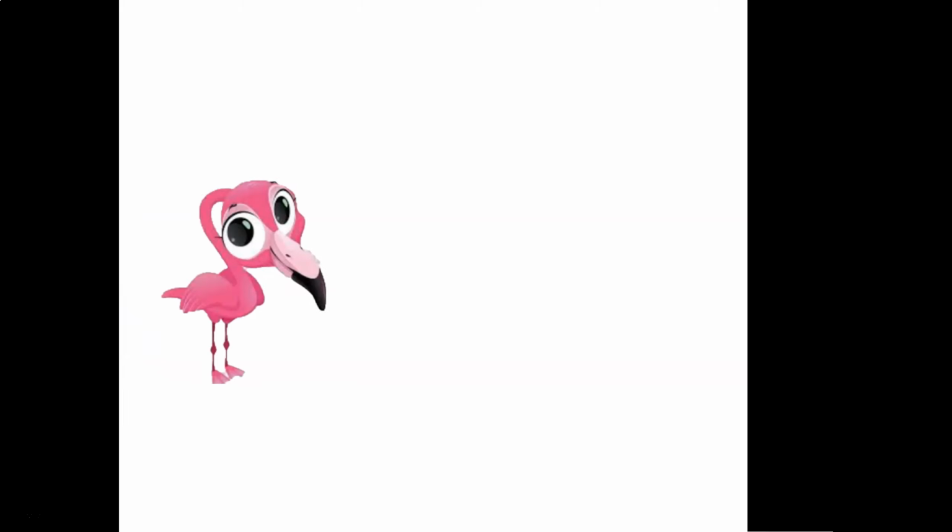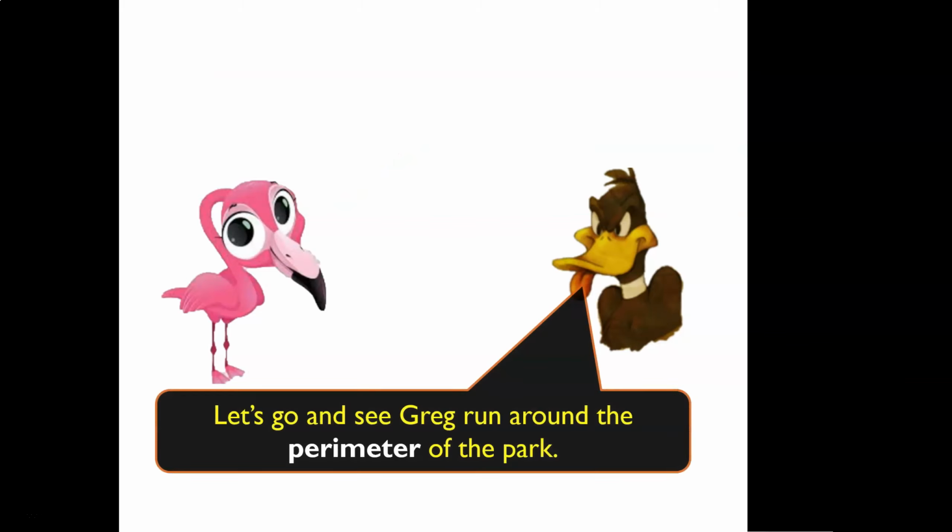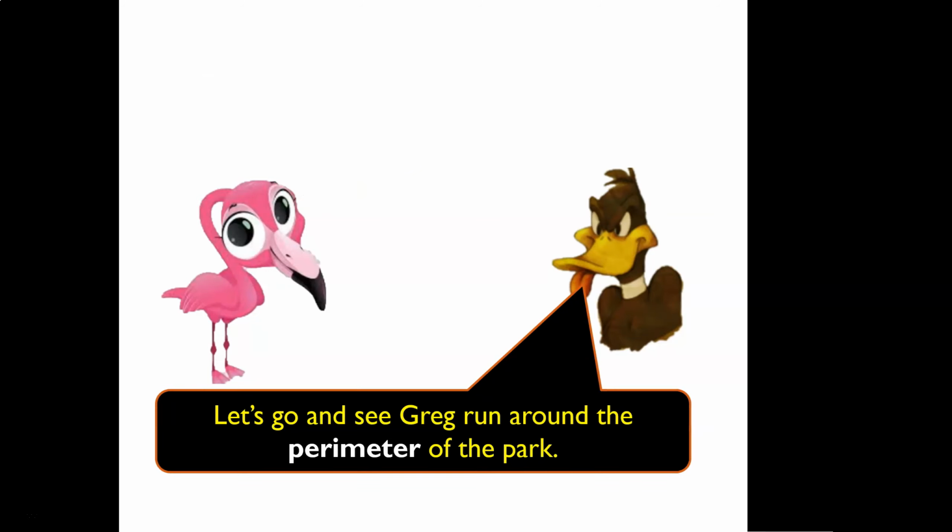This brings me to the end of today's tutorial, but before I go, I'll leave you with a little reminder from Flora and Drake. Flora reminds us that area is measured in square units, and that area means all the space on the inside of a shape. Drake wants to go and see Greg run around the perimeter of the park. The perimeter is the distance around the outside of a shape.